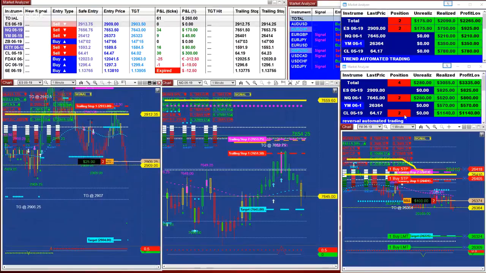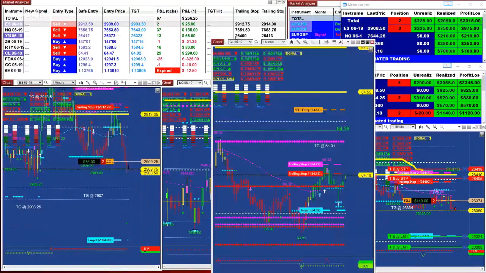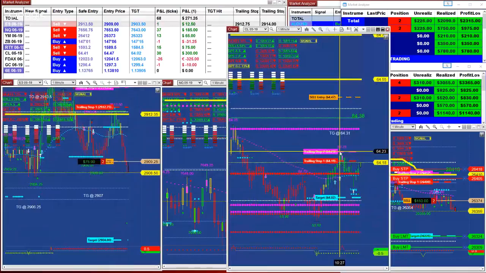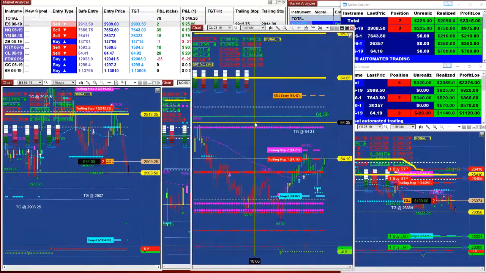The CL right now, we're still struggling on that CL trade. Let me look at the CL. It is going back to retest the same level. The trailing stop 2 is 64.23. Anything above the 64.23 is going to be long. So this is a very crucial place right now. Keep your eye on the CL. Maybe we can give you a new signal.